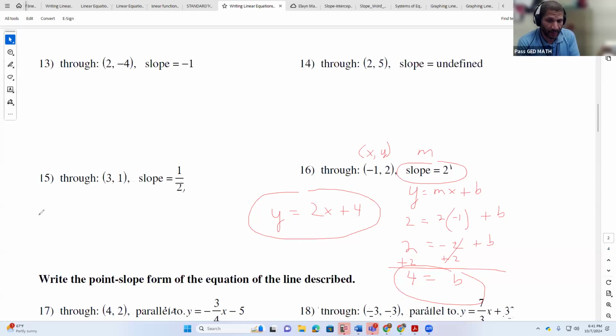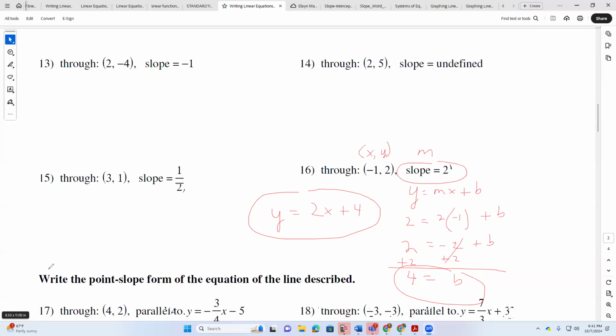The reason you're trying to get b by itself is because you need 2 things for the equation of a line. You need the slope and you need the y-intercept. You already got the slope, so you already know the equation is going to start with y equal 2x. You just got to figure out what the y-intercept is. Got me?